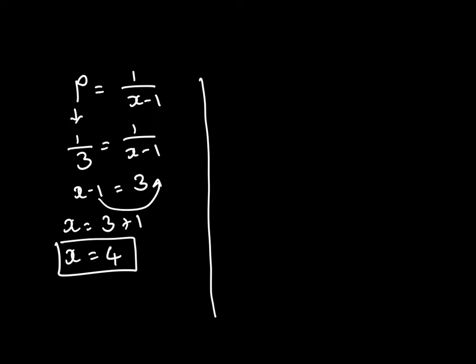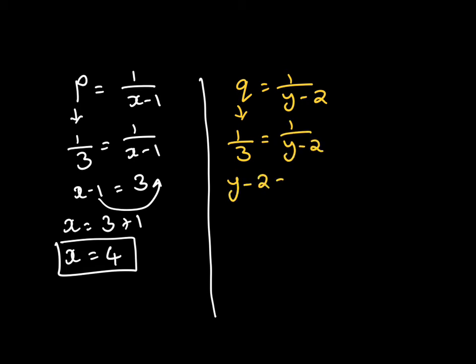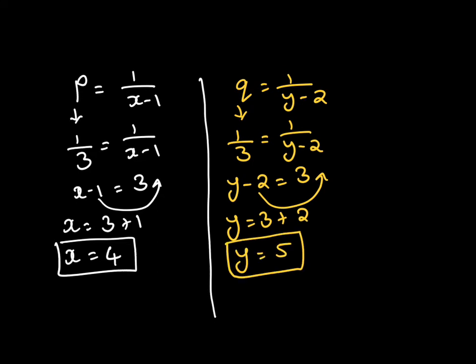Now we know that q is equal to 1 over y minus 2. That is what we have taken. We found q to be equal to 1 over 3. So we can plug that in, equal to 1 over y minus 2, cross multiply, y minus 2 is equal to 3, move the minus 2 over there, so y will be 3 plus 2, y is equal to 5. So we found x and y for the given pair of equations in the question. Great job, great going, keep trying.